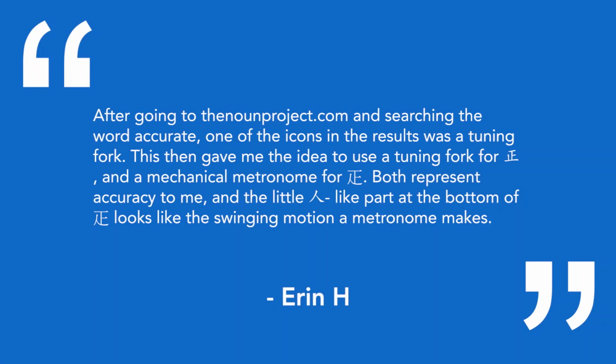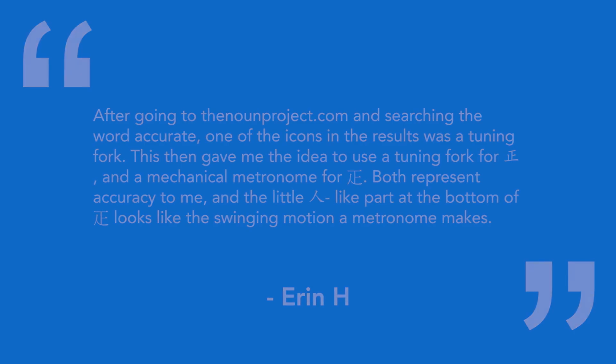This then gave me the idea to use a tuning fork for Zheng and a mechanical metronome for P. Both represent accuracy to me, and the little sort of person-like looking thing at the left side of P sort of looks a little bit like Ren. Like the part at the bottom of P looks like the swinging motion a metronome makes. Okay, great. So she's just saying two different versions of accurate. You have the mechanical metronome, which sort of looks a little bit like P. So we'll add that to the P section.